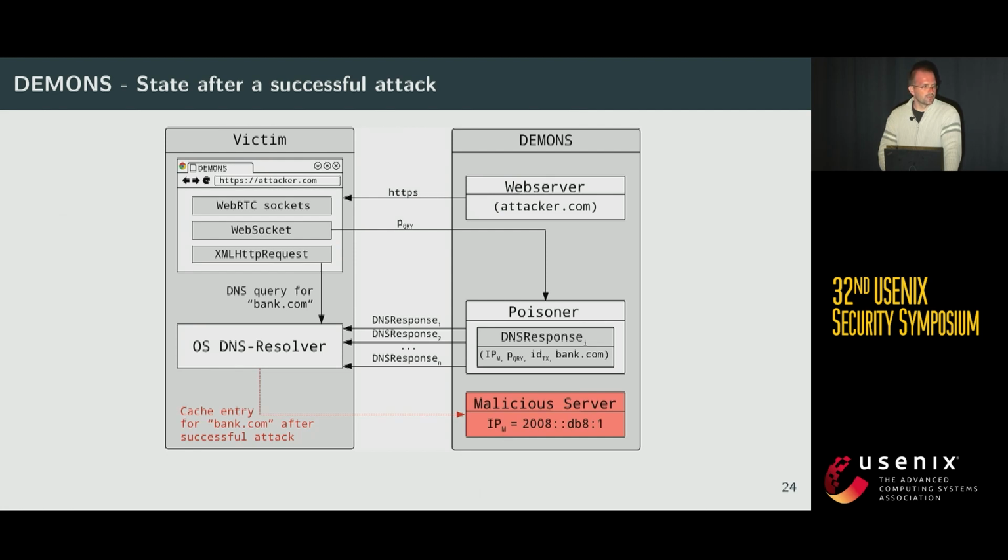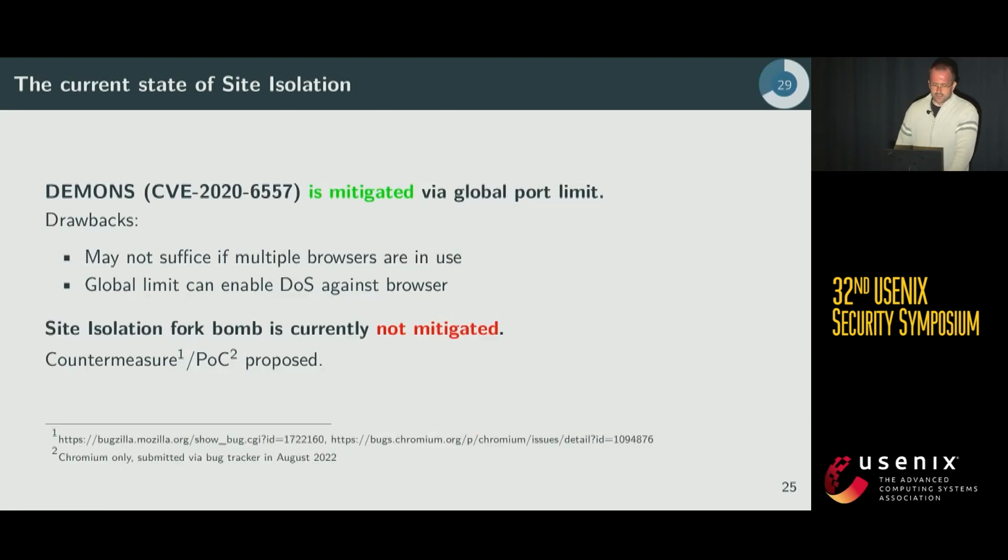The DNS daemons attack was mitigated via a global port limit. This has some drawbacks. For one, it may not suffice if multiple browsers are in use at the same time. And second, as we saw before, such global limits can enable DoS against the browser. The site isolation fork bomb, however, is currently not mitigated. We have proposed a countermeasure though, and we even implemented a proof of concept patch for Chromium.